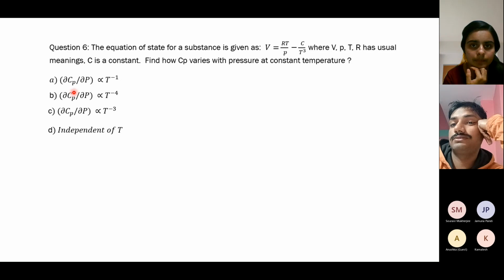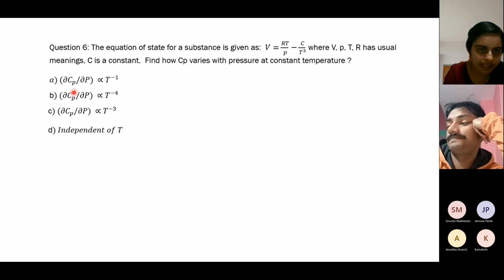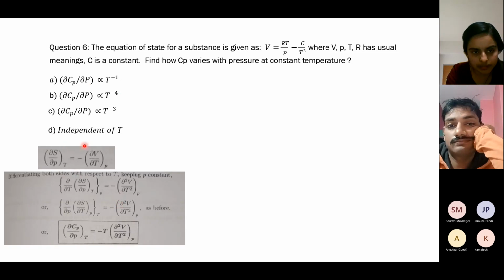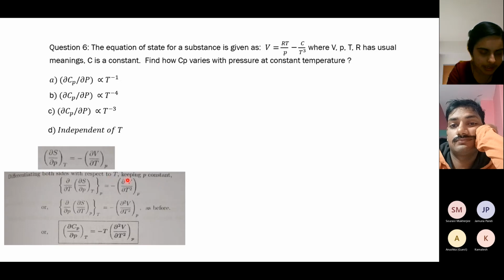And then how do you plan to proceed? Maybe I'll tell you the first part, and then you can use that concept in the later part. Here you can see that if you start with the Maxwell's relation, this is the Maxwell's relation. Now what we do is we differentiate both sides with respect to temperature, keeping pressure constant. So what we get here is a double derivative, as you can see. And here, this is the term.